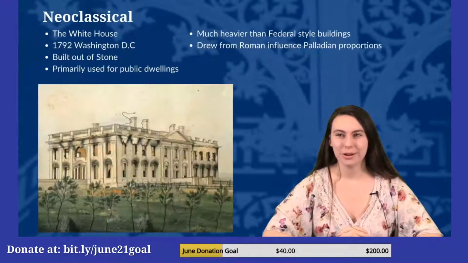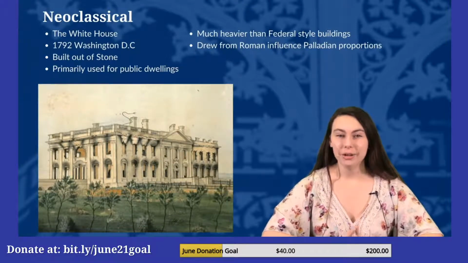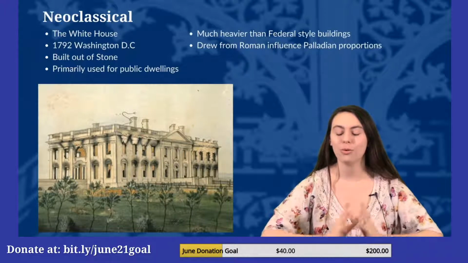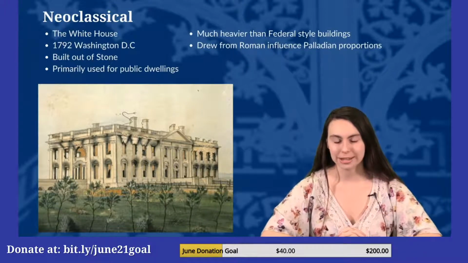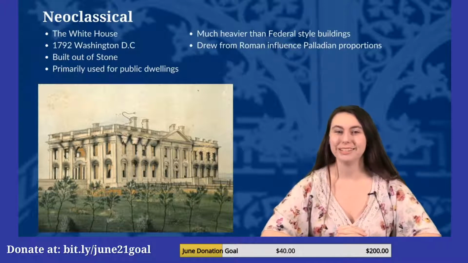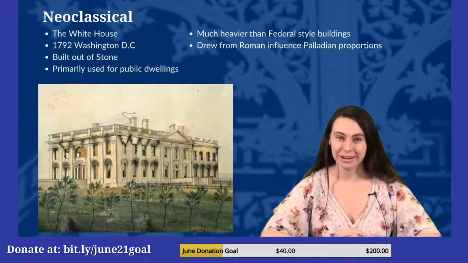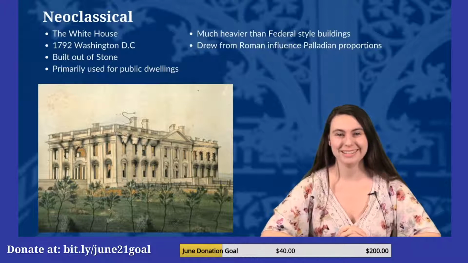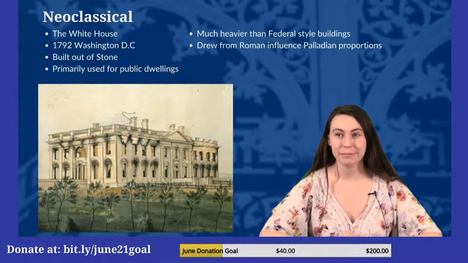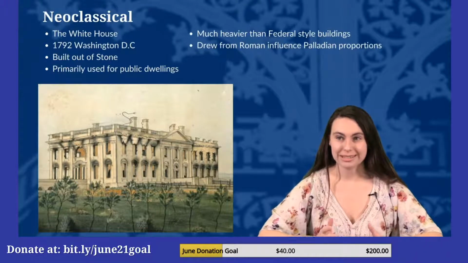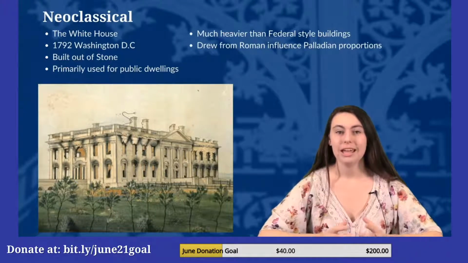All right, so we're going to go on to the Neoclassical. So the Neoclassical was not widely used in residential architecture, but I have to talk about it because one of the most famous houses in America, the White House in Washington, D.C., is of neoclassical design. It was built originally in 1792 in Washington, D.C. It was built out of stone.